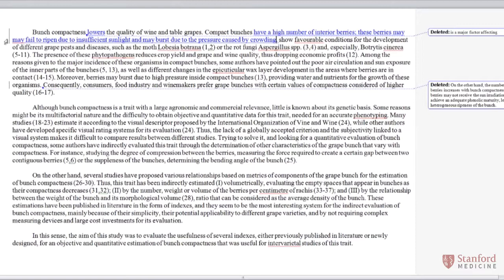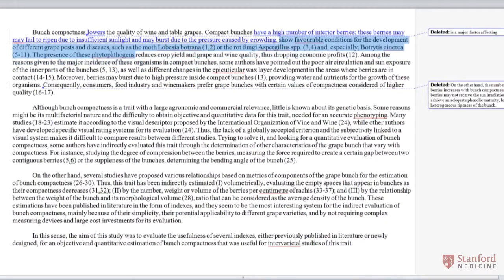So here's all the reasons that it's bad to be a berry on the inside when there's a lot of crowding, a lot of compactness. So that gets across the direct effects on the grape quality. And then we have this other idea, which is that pests and mold also like that environment. So now I'm going to put that in.